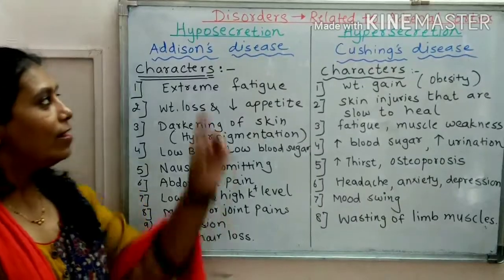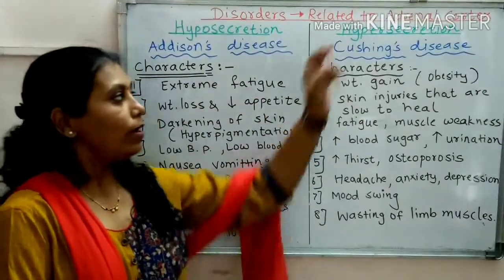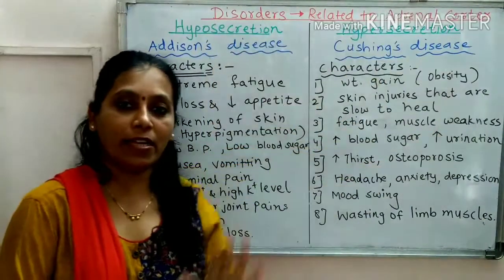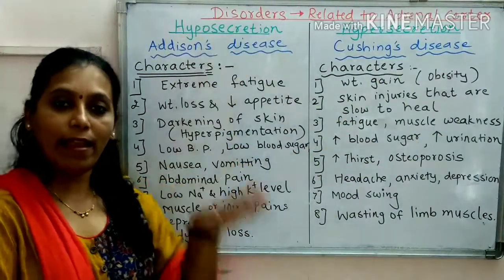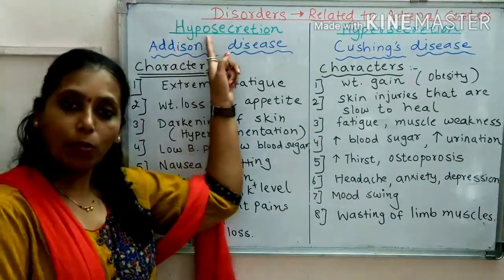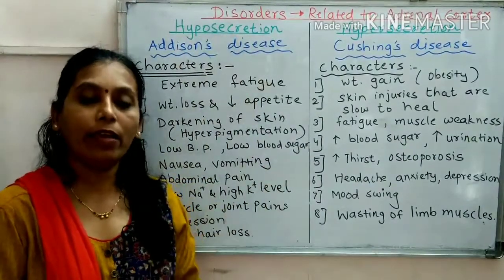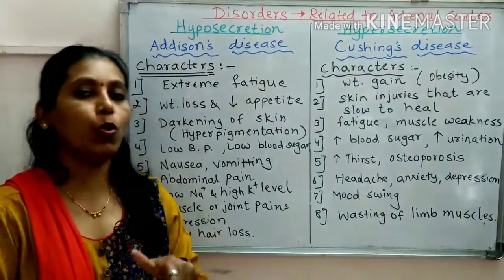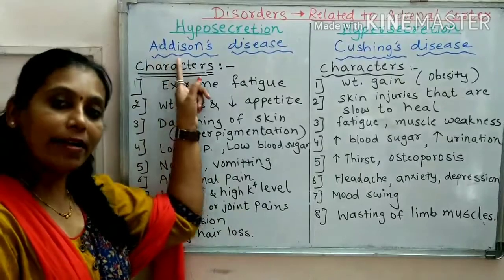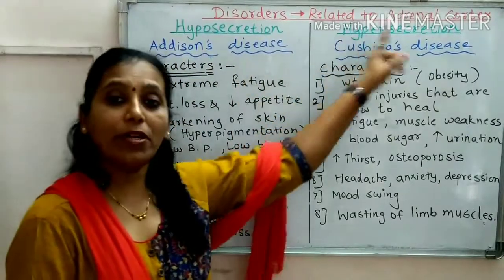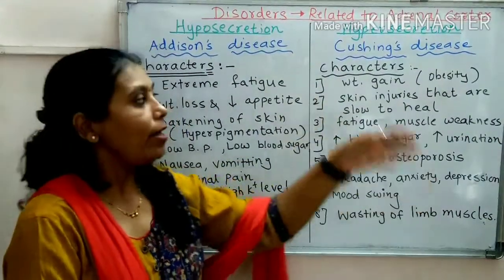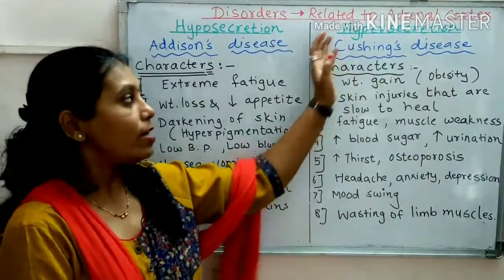Let us study the disorders related to adrenal cortex. Hyposecretion and hypersecretion. Hypo means less secretion, hyper means more secretion. Here hyposecretion of particularly mineralocorticoid and glucocorticoid results in one disorder called Addison's disease. Hypersecretion, meaning excess secretion of mainly glucocorticoid, results in one disease called Cushing's disease.